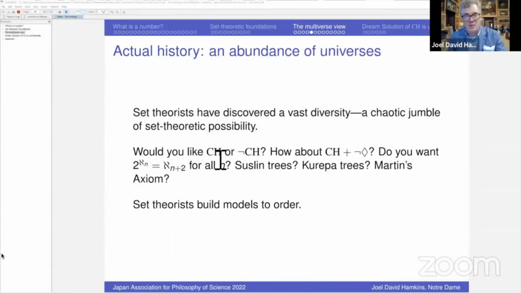So would you like the continuum hypothesis or the negation? Would you also like the negation of the diamond principle? How about 2 to the aleph n equals aleph n plus 2 for every n? Or do you want Suslin trees or Kurepa trees or Martin's axiom? Okay, these are all technical axioms, all of which are independent of the axioms of set theory, and it doesn't matter too much if you're familiar with them or not. I'm just mentioning that we have hundreds and maybe thousands of different kinds of statements that are independent of the axioms of set theory. And set theory is all about making all those different combinations happen. We build models to order an enormous diversity of possibility.